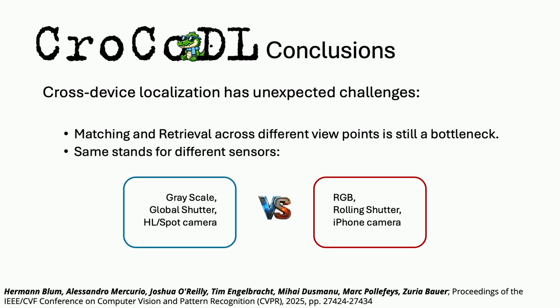So the conclusions are cross-device localization has unexpected challenges. Matching and retrieval are still a problem. And there are basically other issues like grayscale global shutter HoloLens and Spot cameras versus the RGB rolling shutter iPhone camera. So all of these are challenges that as soon as you move to hardware, you have them.